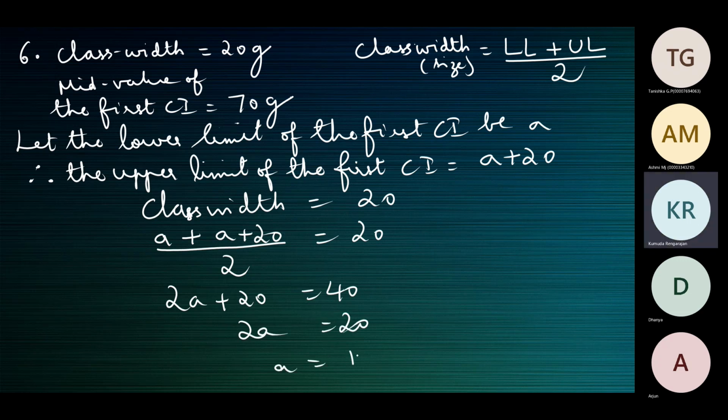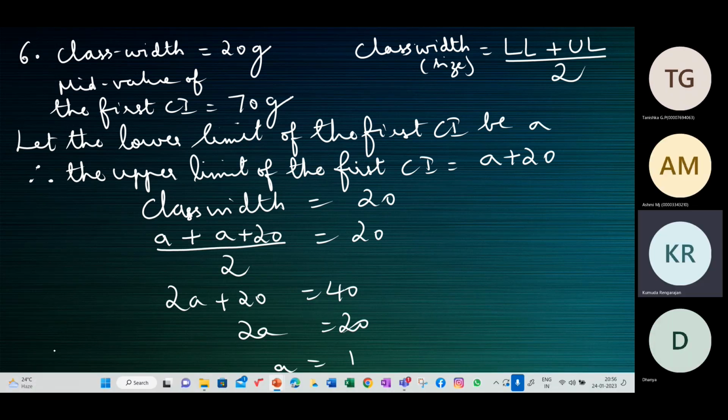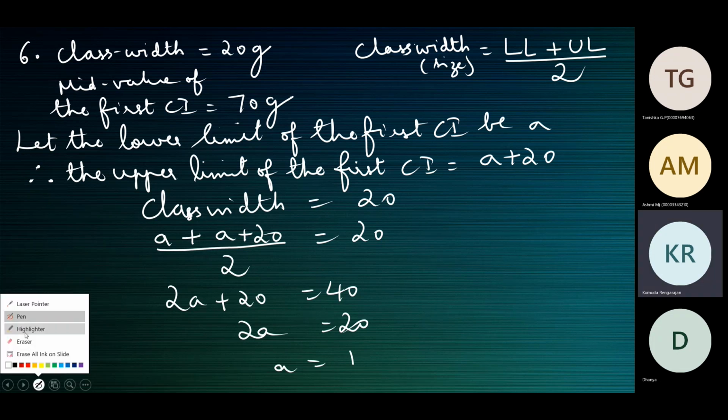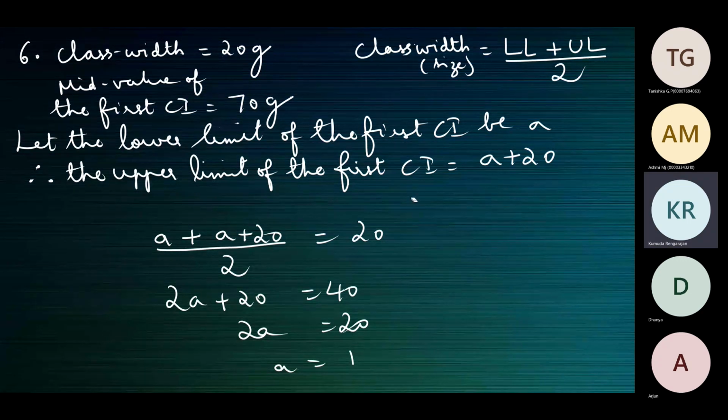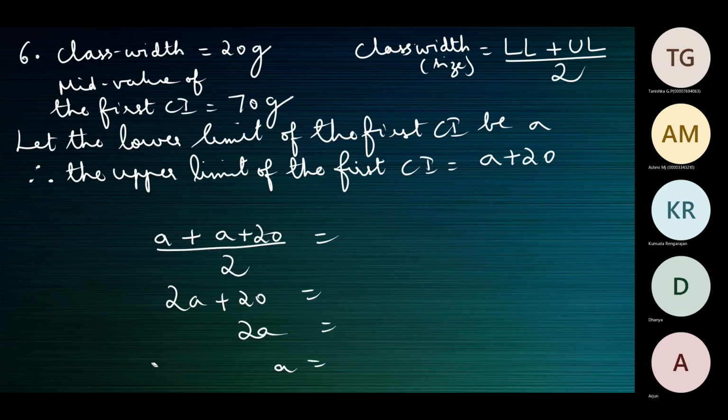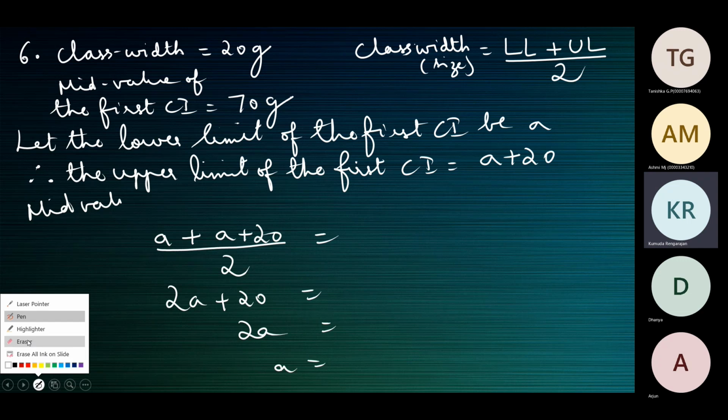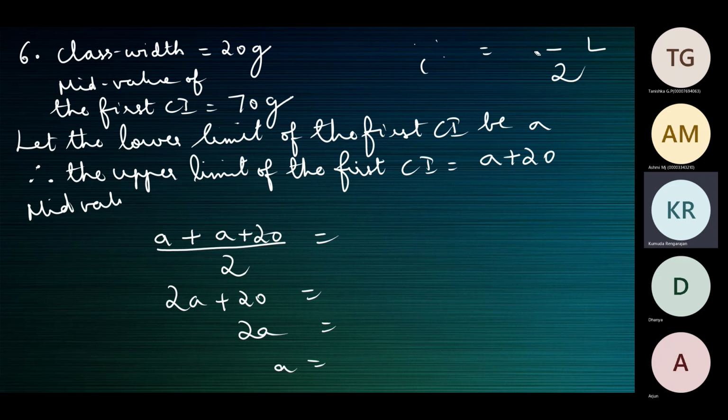A is equal to, oh my God, the mid value is 70. I'm sorry, I went wrong in writing. Mid value of the, one second. Sorry, children, I just messed up the terms, sorry. I'll repeat it.